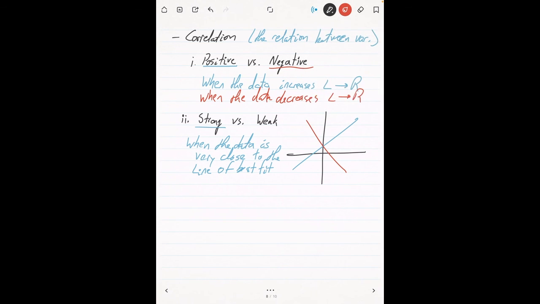A weak correlation is when the data is spread out. What I mean by that is the data isn't always that tightly packed around the trend line. Rather, it's spread out. There's bigger and bigger distances between the trend line and the data points.